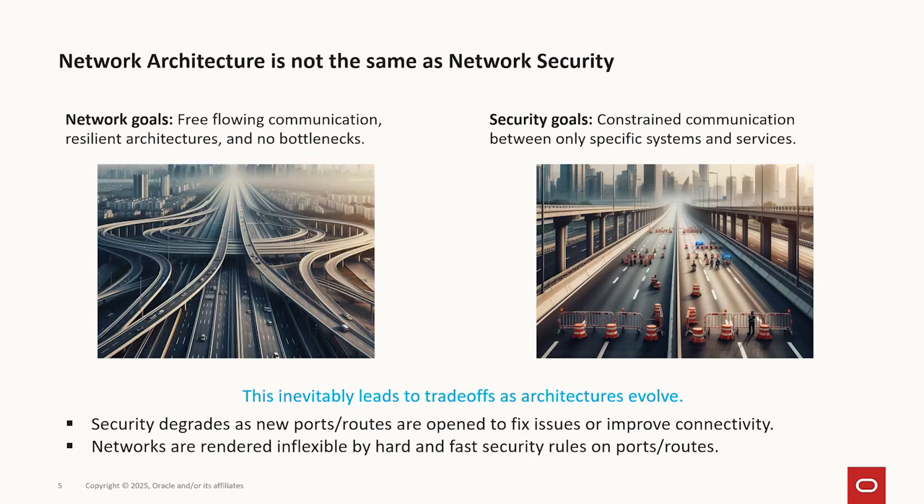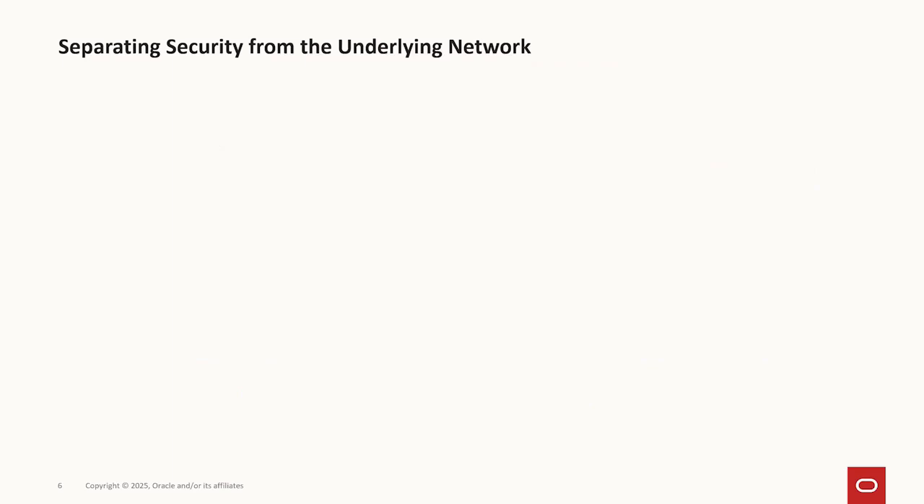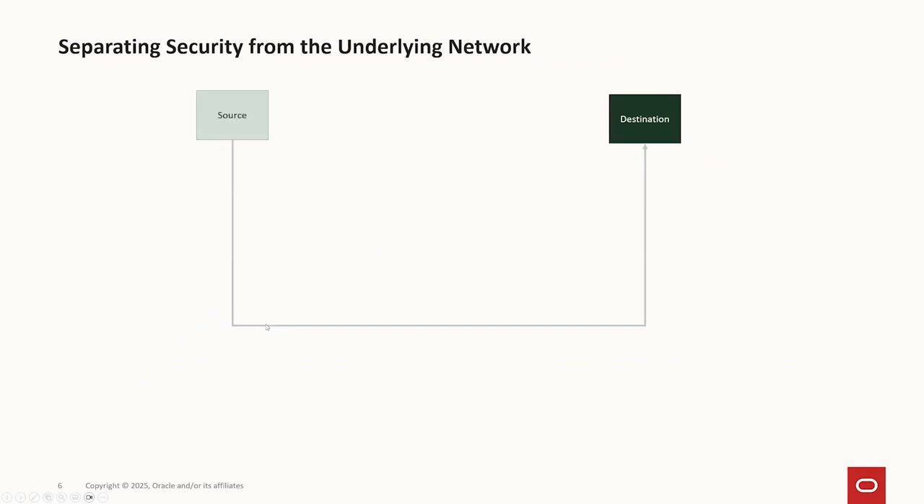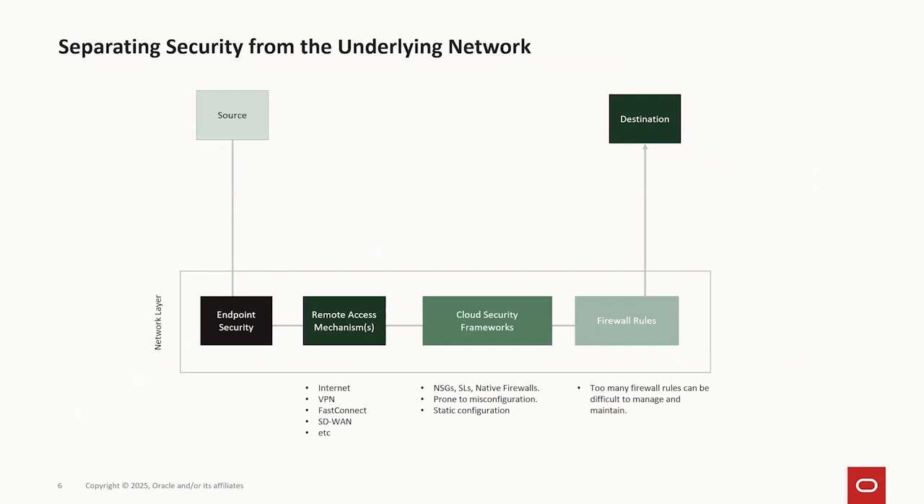So let's see now how Zipper can dive to the heart of this problem and help us in addressing this challenge. Now, initially, we will have a source and a destination. That's the desired pathway between the source and destination. Traditionally, you will secure that pathway through these types of constructs. We will talk about endpoint security restrictions on the source and on the destination. You will have remote access mechanisms, effectively opening up pathways between your internet and cloud: VPN, FastConnect, and SD-WAN, and what have you.